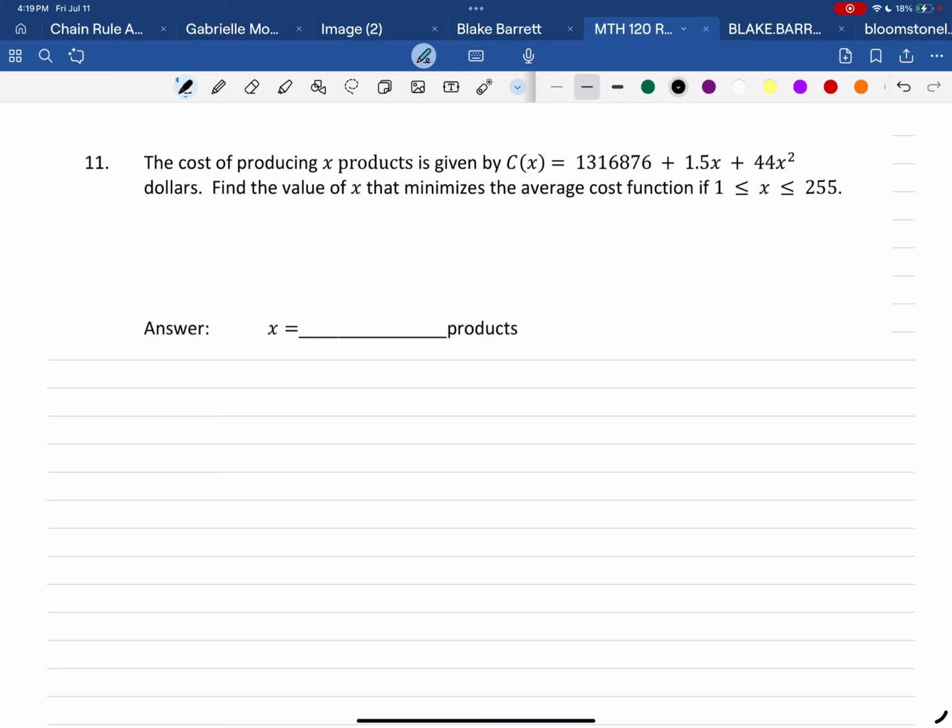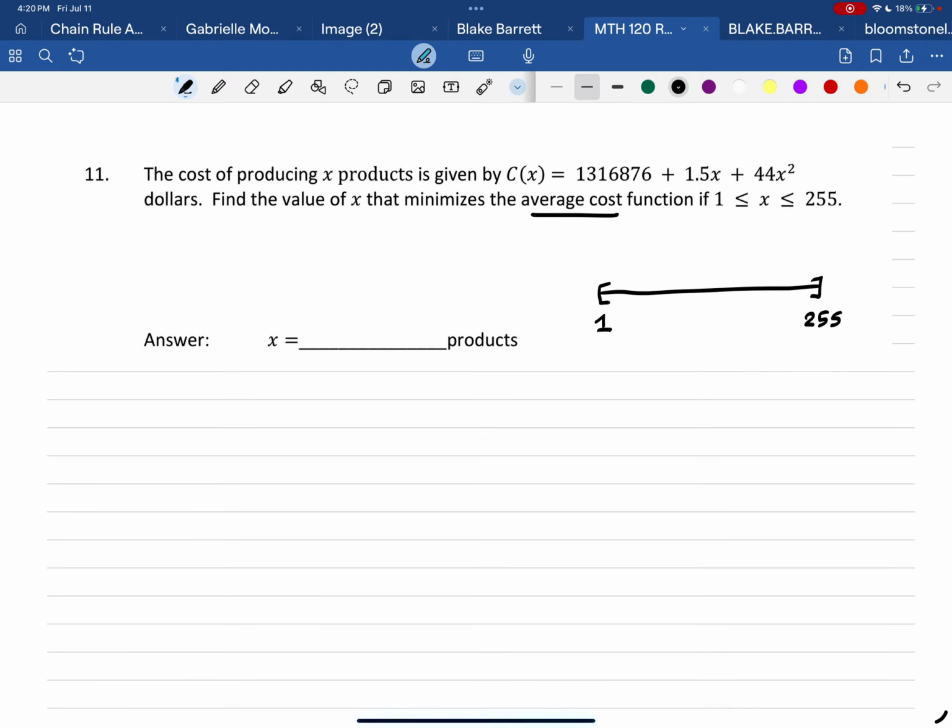Example 11. The cost of producing x products is given by C of x equals 1,316,876 plus 1.5x plus 44x squared. Find the value of x that minimizes the average cost function if x is between 1 and 255. So we're looking at only units from 1 to 255 and whatever critical number we find, if any.